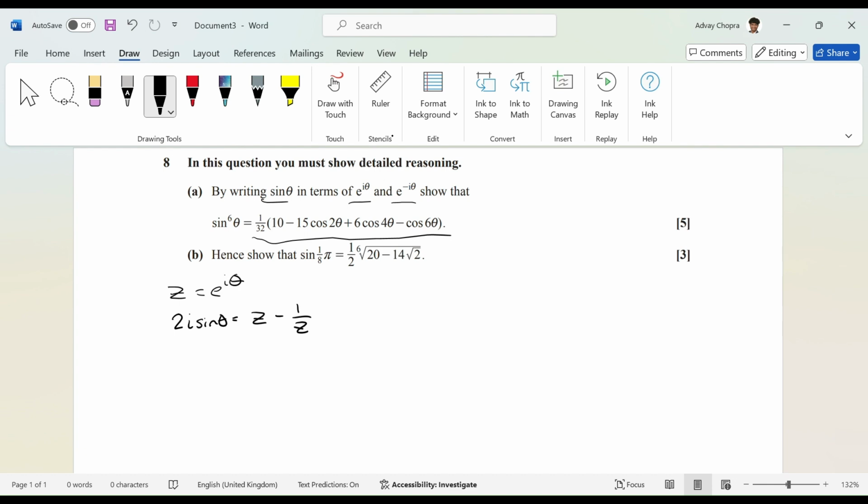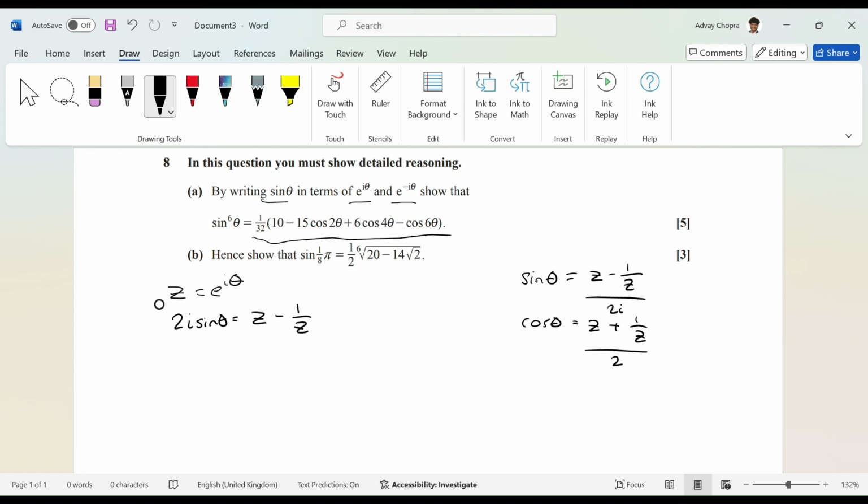So at the top of this page here, I'm just going to write out two formulas that are really important. sin θ is equal to (z minus 1 over z) all over 2i, and cos θ equals (z plus 1 over z) all over 2. And these are just formulas you have to remember. If you've covered hyperbolics, you should see a resemblance between the hyperbolic formulae and the representations of sin θ and cos θ. So they're pretty easy to remember, but they are just things you have to remember.